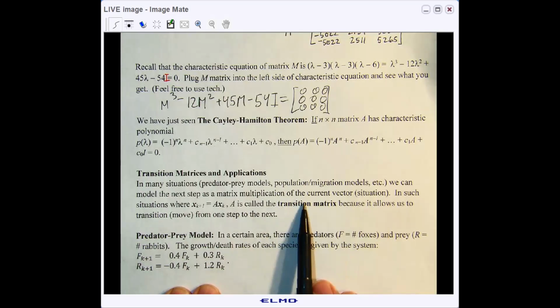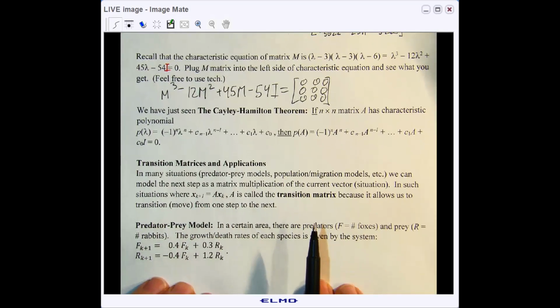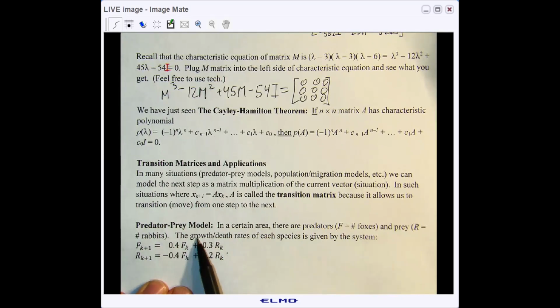And so we look at this as what we call a transition matrix, because it takes us from the kth step with a matrix multiplication to the k plus first step. And let's take a look at an example here. In a certain area, there are predators, we'll call them F for foxes, and prey, R for rabbits, and their growth or death rates for each species is given by this system.